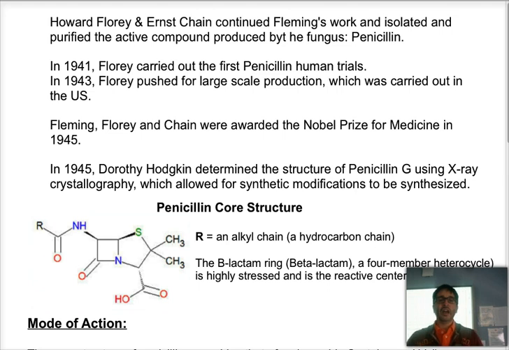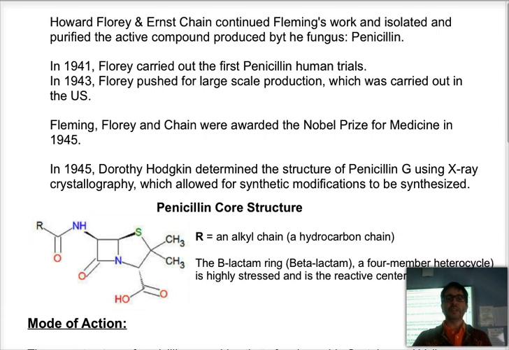In 1945, Dorothy Hodgkin was able to determine the structure of penicillin G. Penicillin G is one of the original penicillins that was discovered, and based on that, we were able to then go ahead and modify penicillin to be able to make more versions that would remain active. All right.